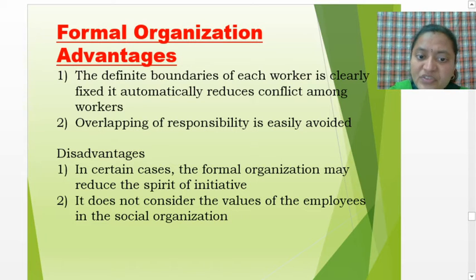In certain cases the formal organization may reduce the spirit of initiative. What do you mean by initiative? Initiative means coming forward and taking responsibilities. It doesn't mean that any worker should come forward and handle any kind of responsibility, because in the formal organization everyone's duties and responsibilities are fixed. So the question doesn't arise that any worker can take the initiative. So it will reduce the spirit of initiative.